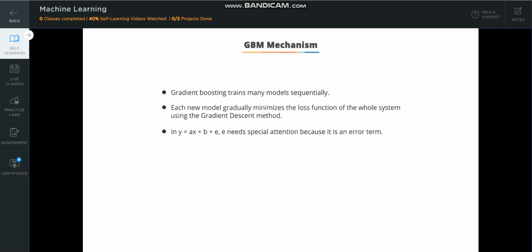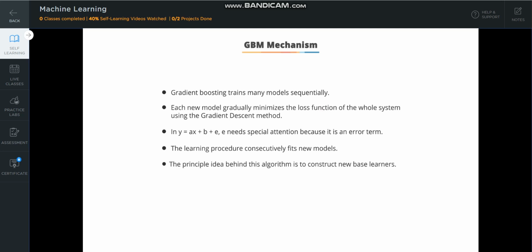So in y equals ax plus b plus e, e needs special attention because it is an error term. The learning procedure consecutively fits new models to produce a more accurate estimate of the response variable. The principal idea behind this algorithm is to construct new base learners that might be maximally correlated with the negative gradient of the loss function associated with the whole ensemble.